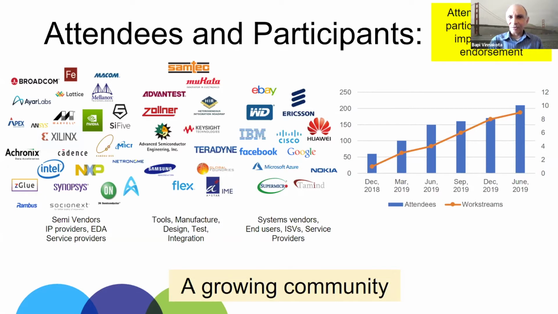From a starting group of around 7 companies, we've got interested participation from close to 100 companies. We've got active participation from about 30 to 35 companies. And these companies are spread across the entire value chain, as it were. You've got IP vendors, semi vendors, people involved in the design of products. Then we've got tools and manufacturer and design and test vendors. And finally, we've also got some decent systems vendors and end users.